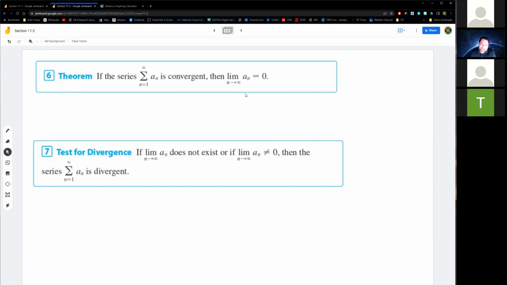The test for divergence is another piece of information. The test for divergence says if the limit of a_n does not exist, or if the limit of a_n is not equal to 0, the series is divergent. So if the limit does not exist, or equals anything other than 0, the series is divergent.